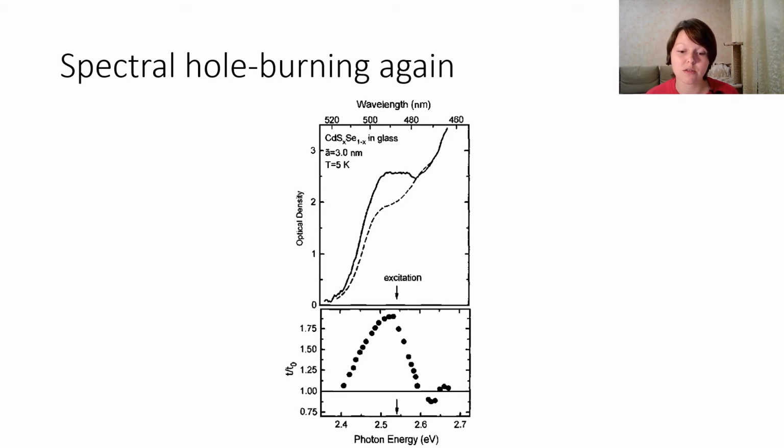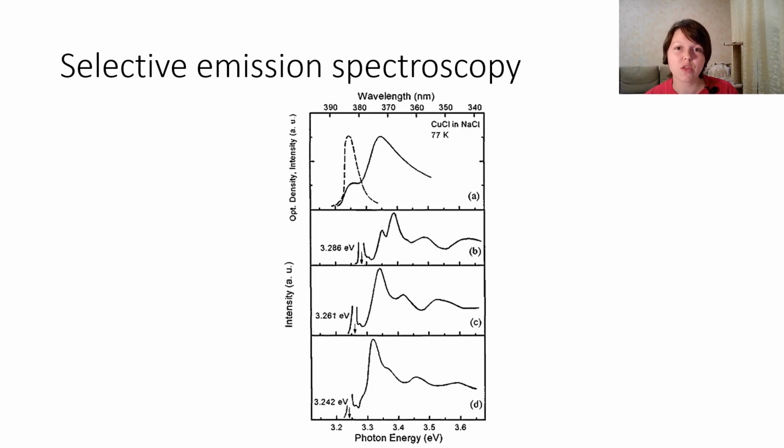So that's how we can use the spectrally selective spectroscopy in determining the different stages of the crystallite growth. But if we are dealing with the inhomogeneously broadened luminescence spectra, we can use selective emission spectroscopy or so-called photoluminescence excitation spectroscopy.